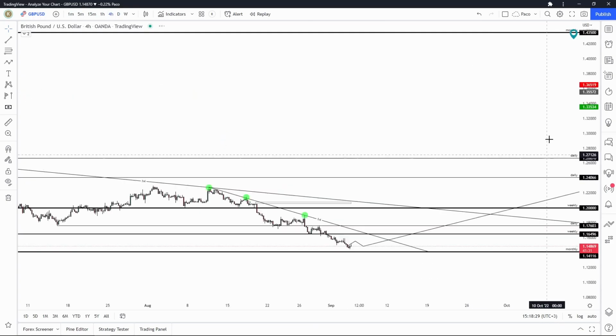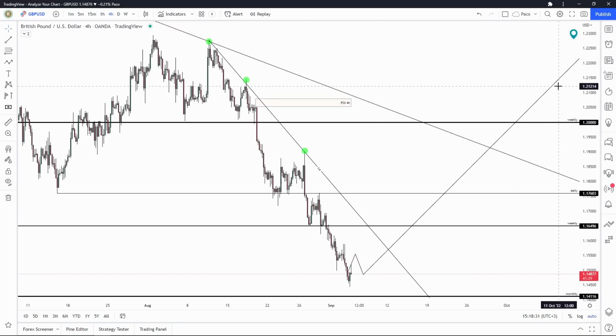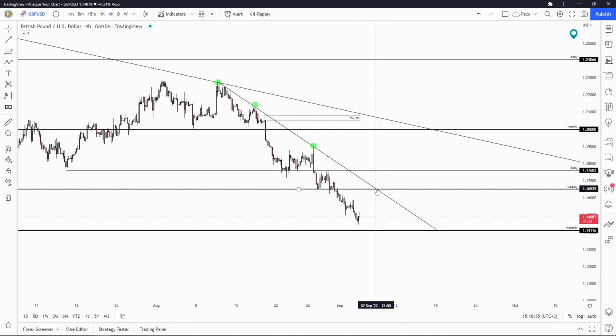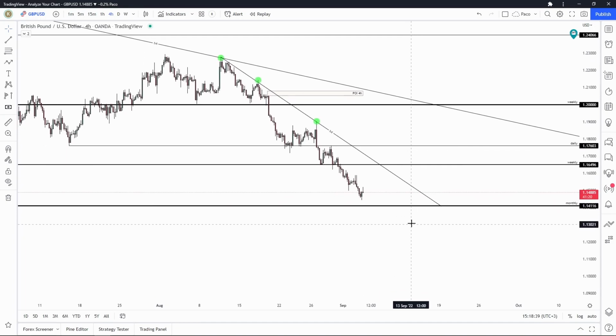Okay, the other possibility is for the price to make another point on the trend line, to touch here and to make a new bearish movement. But probably we are not going to see the price fall down more than this level over here.